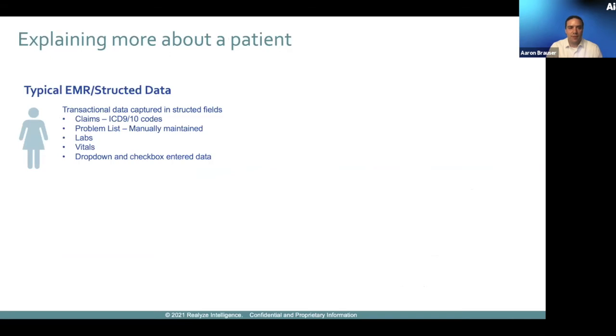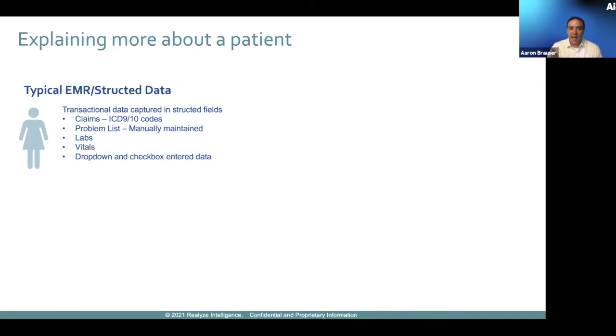To give an example of specifically what types of things we mean: we all know that today with the EMR and structured data, we can get claims data and we can get the problem list. The challenge with some of this information is that it might not be up to date, or it might not be maintained correctly. We all know the challenges with keeping the problem list up to date and all the changes there.